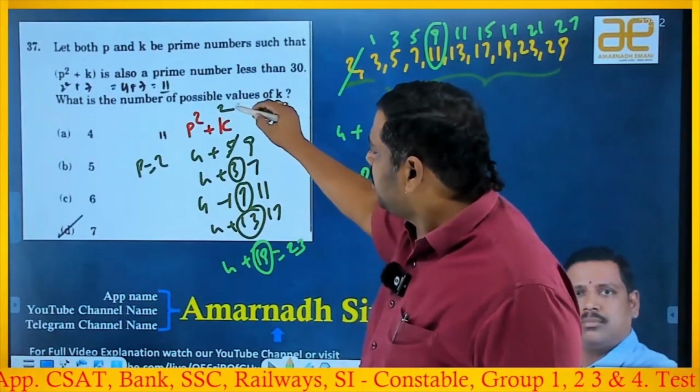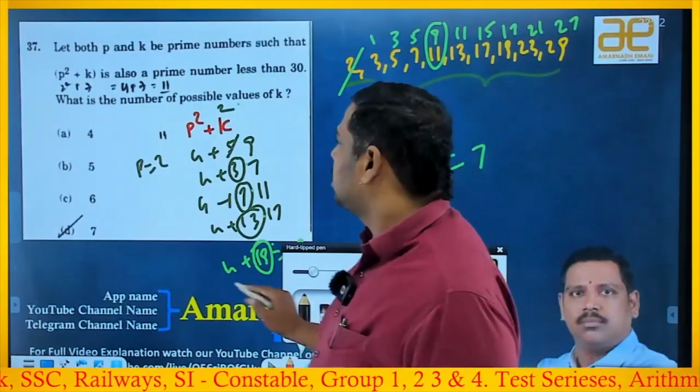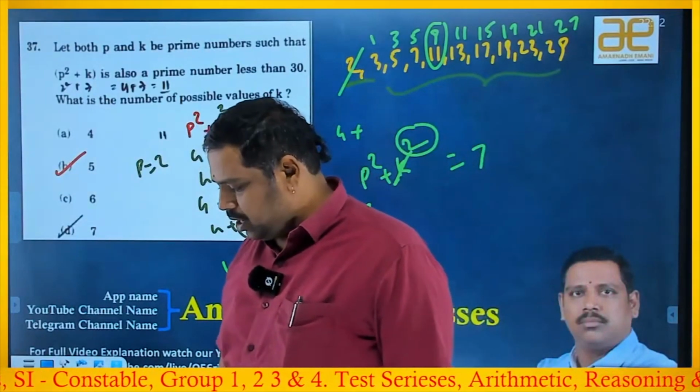The possible values means 1, 2, 3, 4, 5. How many possible values are there? Only 5 possible values are there. So B is the answer. Understood, my dear boys and girls? Right, so next beautiful one.